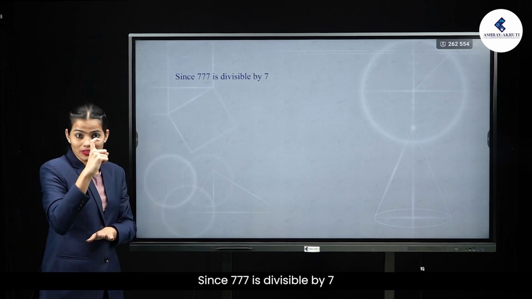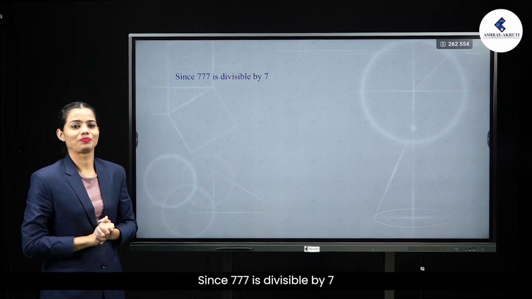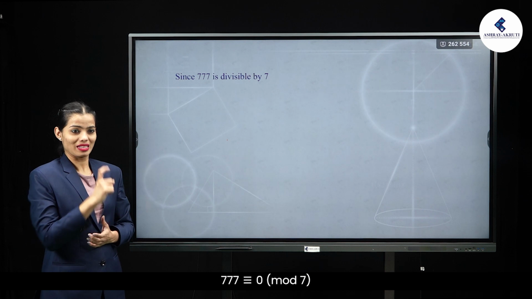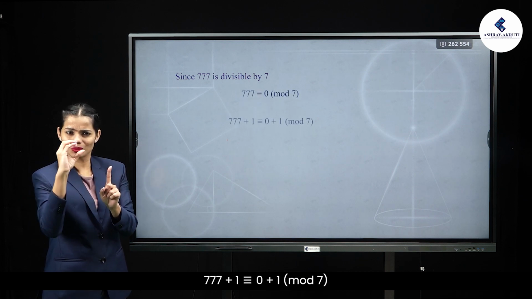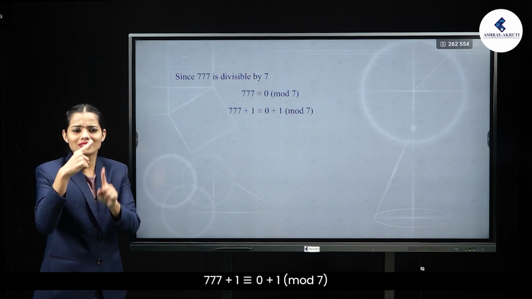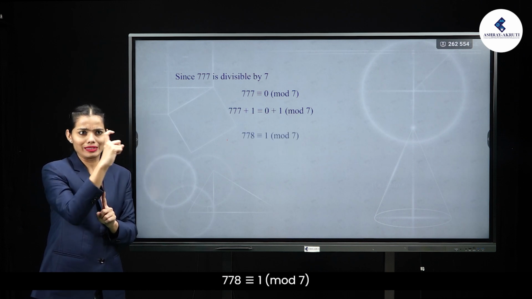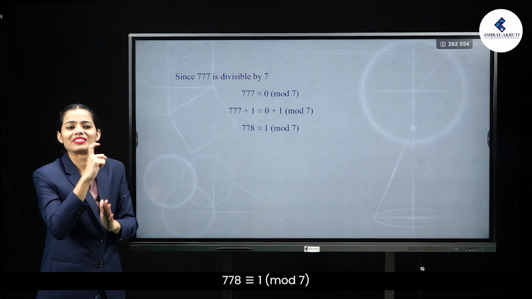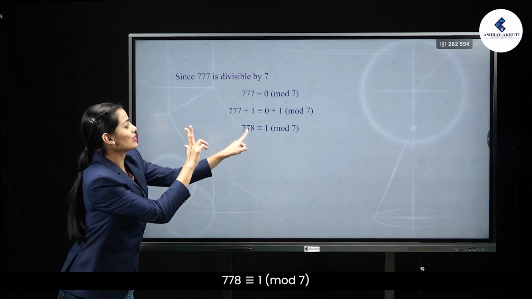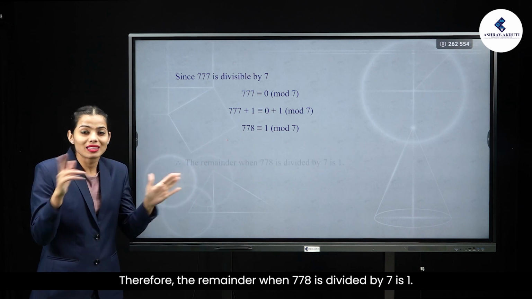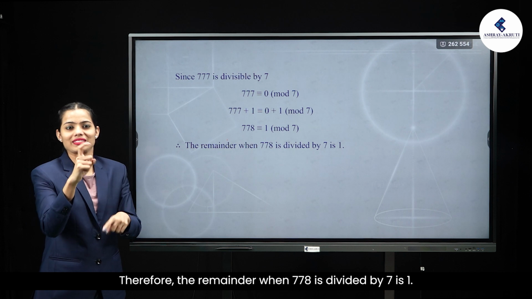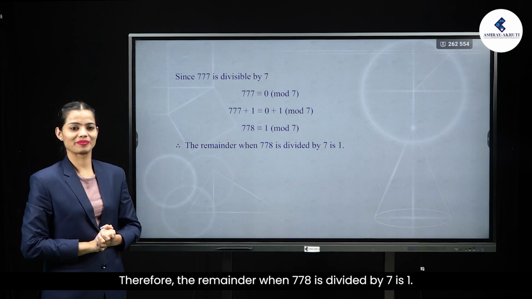Since 777 is divisible by 7, 777 is equal to 0 mod 7. 777 plus 1 is equal to 0 plus 1 mod 7. 778 is equal to 1 mod 7. Therefore, the remainder when 778 is divided by 7 is 1.